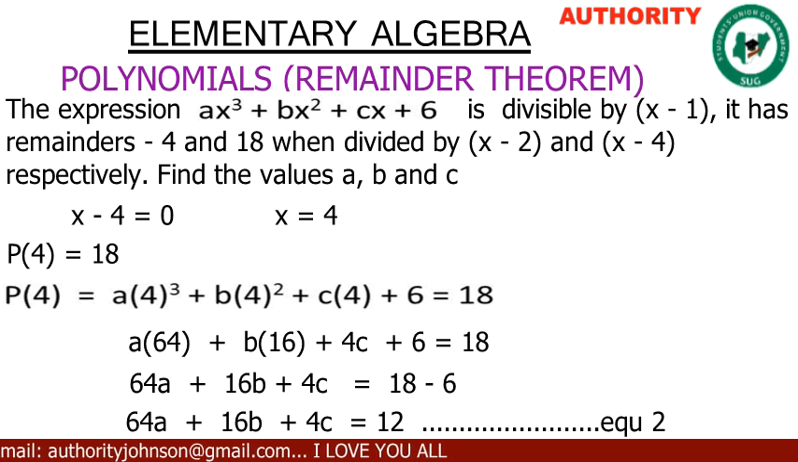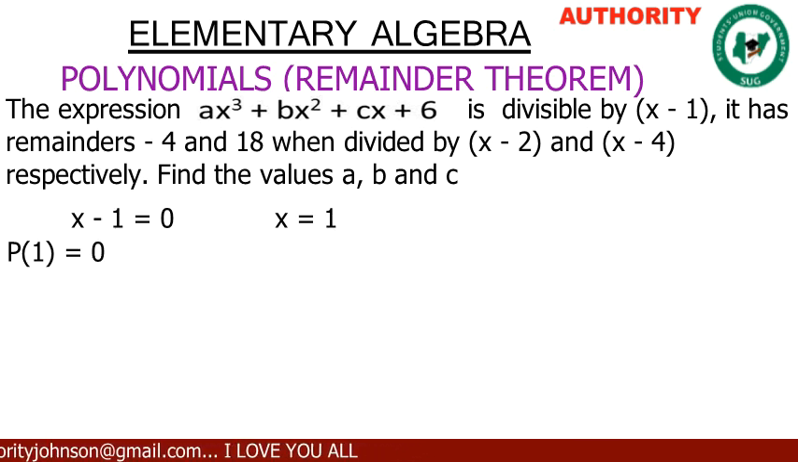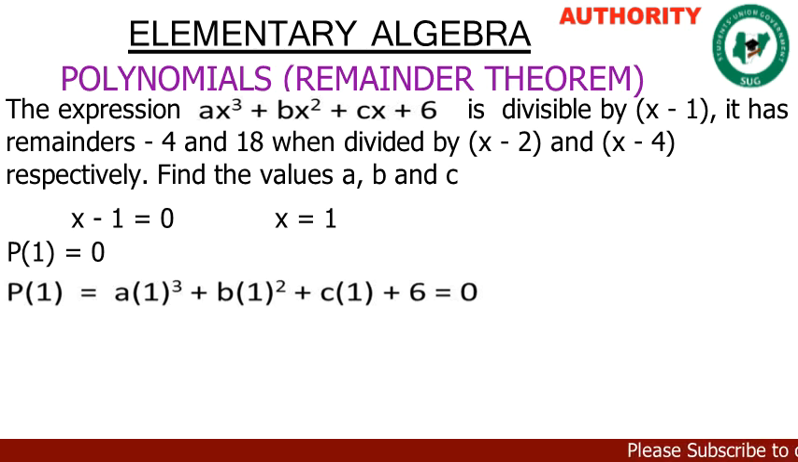Now let's pick the last factor, which is x minus 1, and let's also solve. We're going to have x minus 1 equal to 0. So x is equal to 1. When our expression is divided by x minus 1, it leaves a remainder of 0. Is that true? Yes, it is divisible by x minus 1, which means it has no remainder. Now we're going to have p of 1 is equal to a open bracket 1 raised to power 3 plus b open bracket 1 raised to power 2 plus c open bracket 1 plus 6 is equal to 0.